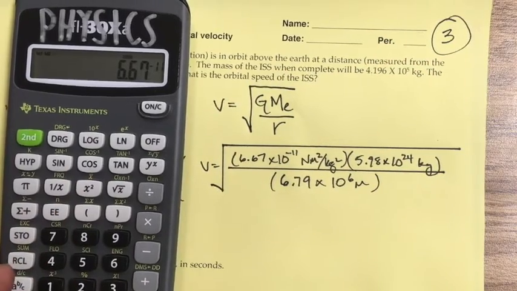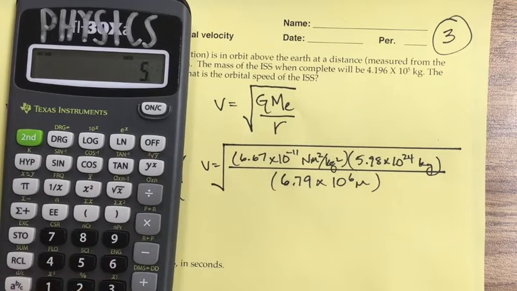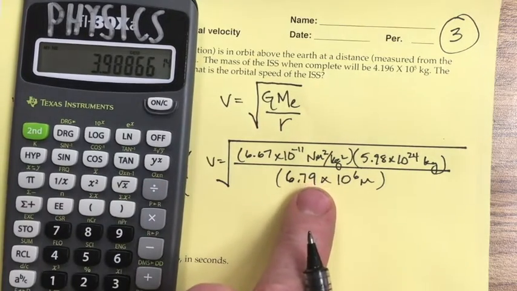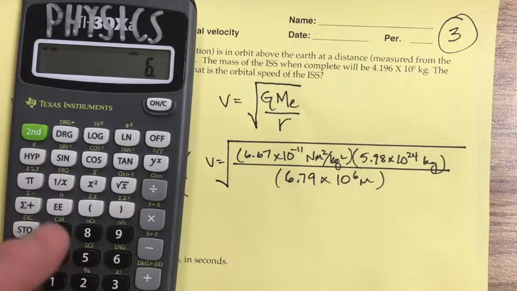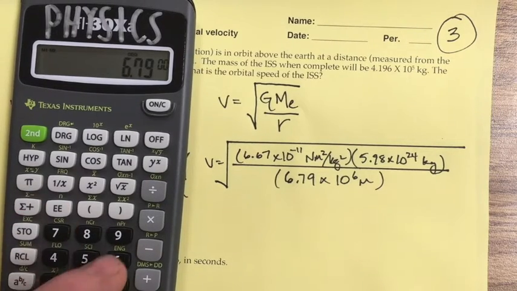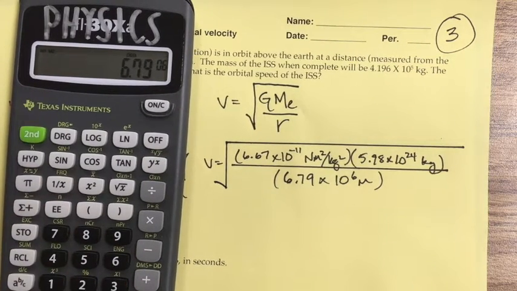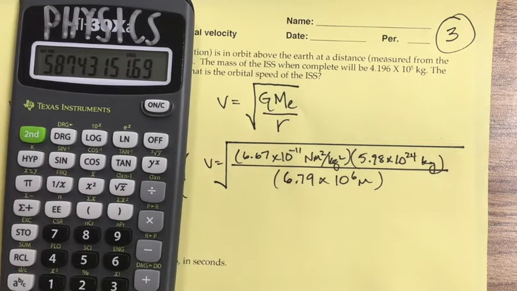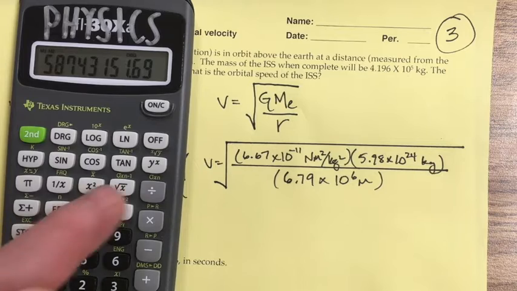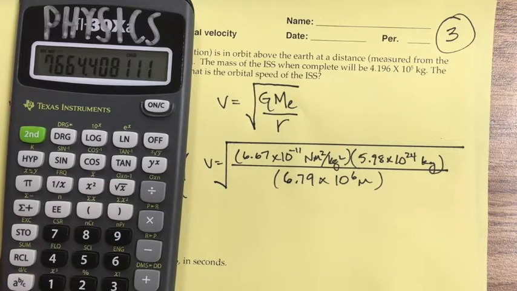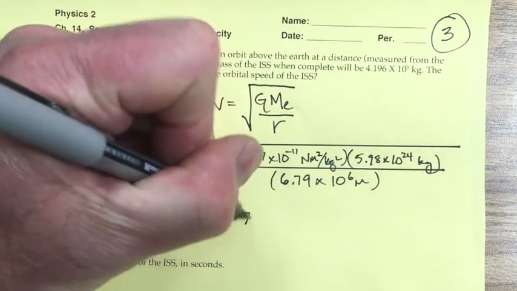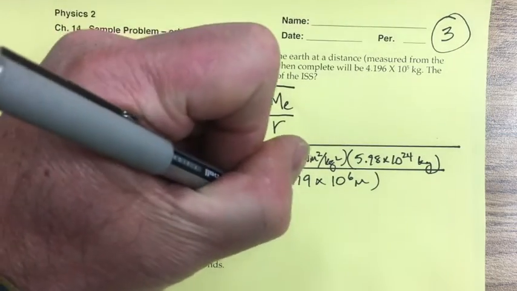6.67 times 10 to the minus 11 times 5.98 exponent 24, divided by the orbital radius of the space station, in this case 6.79 times 10 to the 6th. I'm going to hit equals, but that just leaves me with everything under the square root. I still have to hit square root, so I'll do that now. And we get 7,664 meters per second.